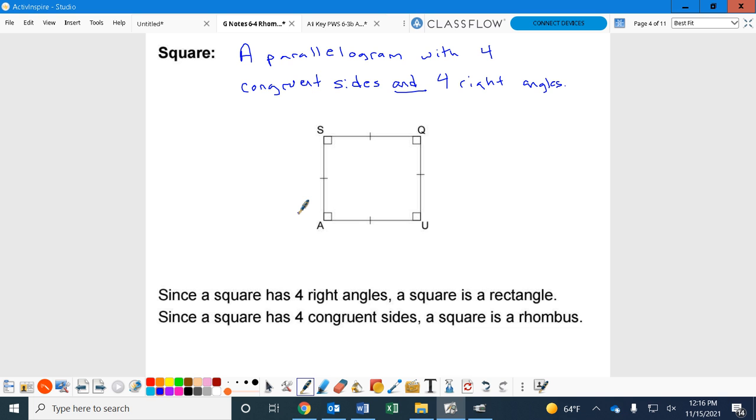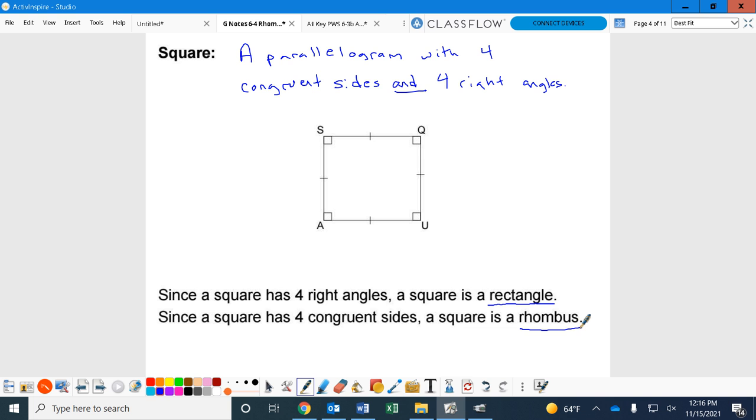So 4 congruent sides, 4 right angles puts us at the most special kind of parallelogram, which is going to be a square. And in a square, we start getting to the idea that because it has 4 right angles, it also makes it a rectangle. Guys, because it has 4 congruent sides, it is also considered to be a rhombus. Now, is every rhombus going to be a square? No. Is every rectangle going to be a square? No. Can it be? Yes, but no, it's not always.